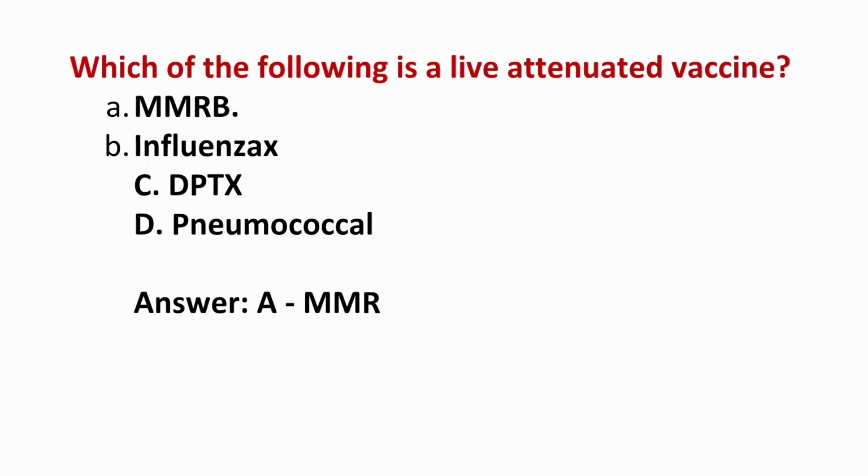Which of the following is a live attenuated vaccine? A. MMR. B. Influenza. C. DPT. D. Pneumococcal. Answer: A. MMR.